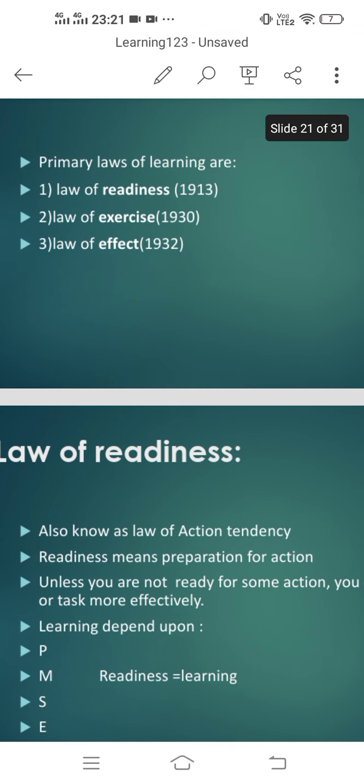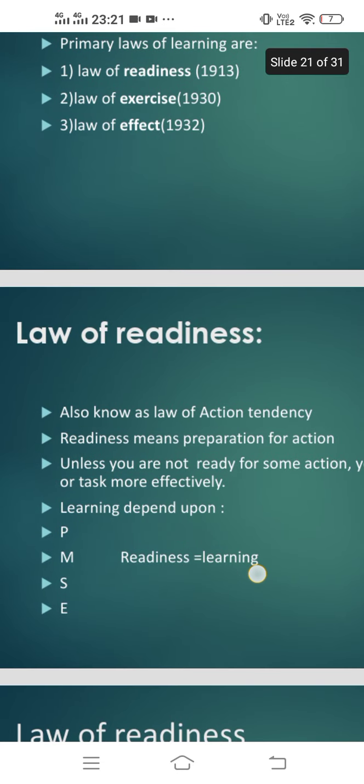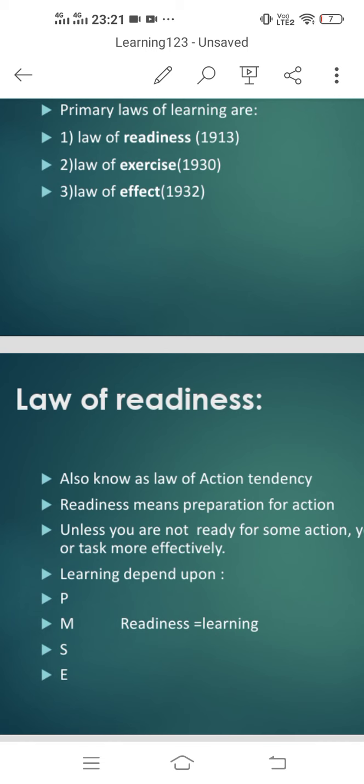Actually, the law of readiness is also known as the law of action tendency. Readiness means that you are prepared, or ready, to perform a particular task. The law of readiness depends upon three factors: if you are not ready physically, mentally, or emotionally, you are unable to perform the task or action effectively. So readiness is basically equal to learning. It means that if you are not ready to learn, you can't learn it.